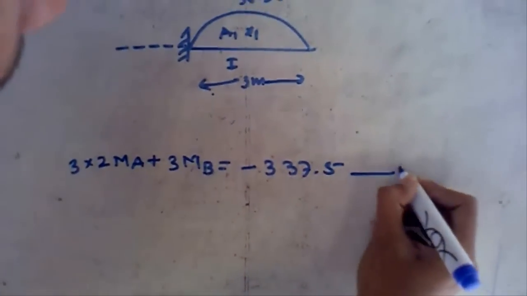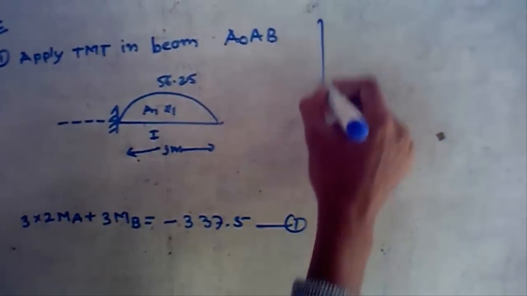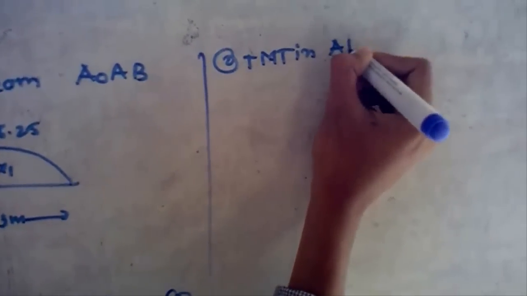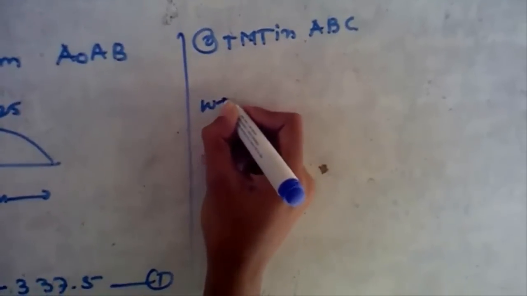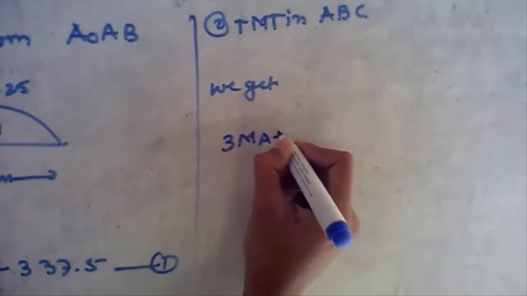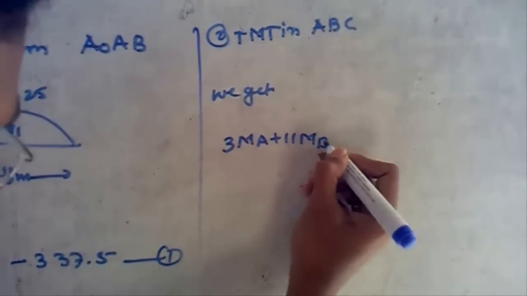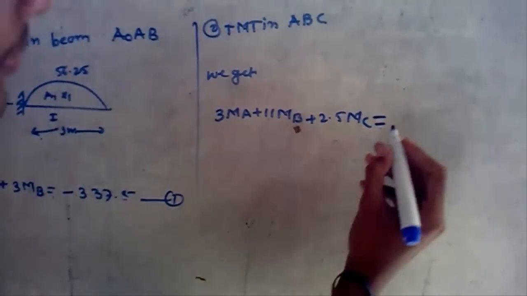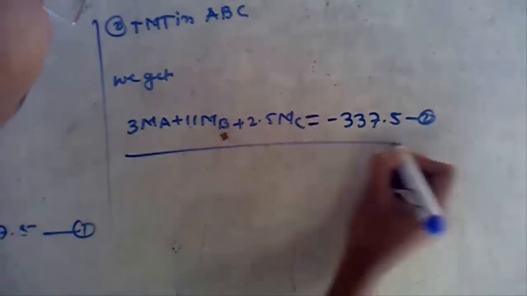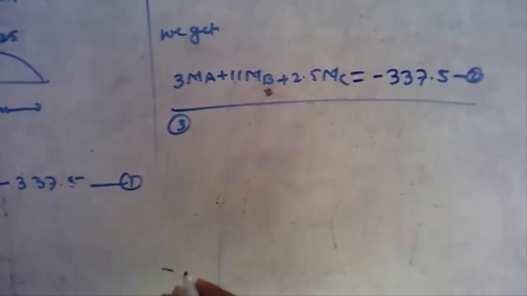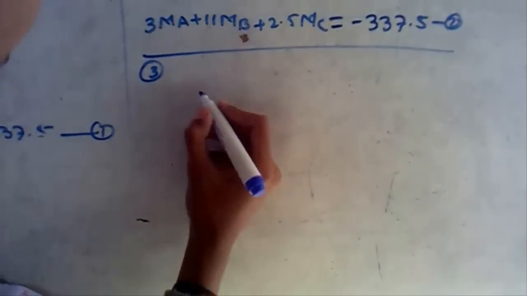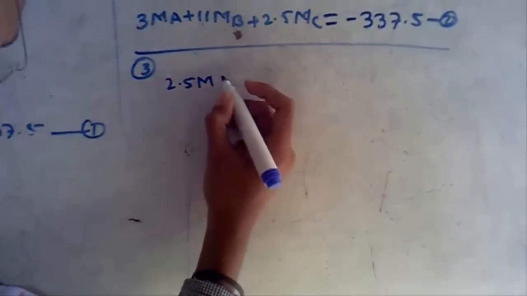Now proceeding to the second equation. TMT applied to the ABC beam. Here we get 3 unknowns, MA, MB and MC: 3 MA plus 11 MB plus twice 2.5 MC equals to minus 337.5. So the three moment equation is 3 MA plus 11 MB plus 2.5 MC equals to minus 337.5. It is the second equation. Here the 3 unknowns are present.